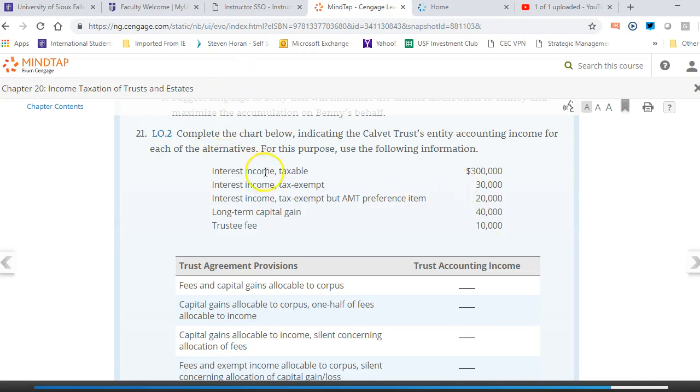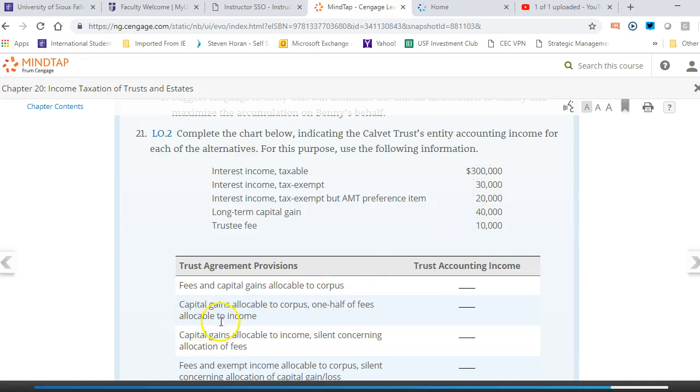So interest income taxable, interest income exempt, interest income tax exempt but AMT preference, long-term capital gain, and then a fee. And so the first one is fees and capital gains allocable to the corpus. With this one, what we can include is the first three, the 300, the 30, and the 20. So it would be 350 would be the answer.